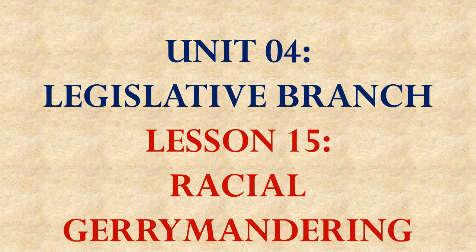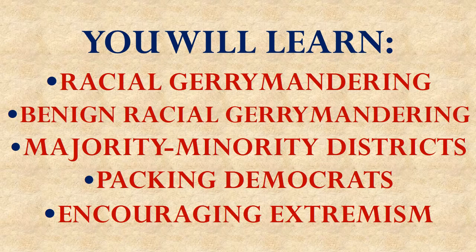This lesson is from Unit 4 about the legislative branch, and it's Lesson 15 concerning racial gerrymandering. In this lesson, you'll learn what racial gerrymandering is, and you'll learn about benign racial gerrymandering. You'll learn about majority-minority districts, about the packing of Democrats in those districts, and how they encourage extremism.